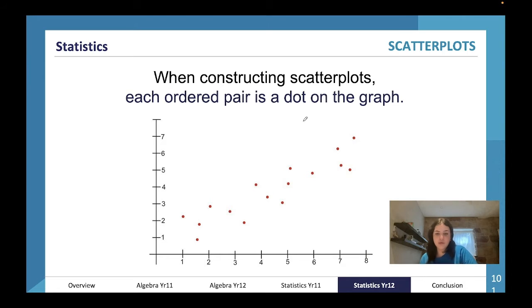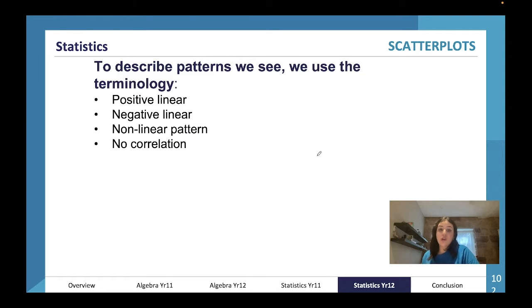This is what a scatter plot looks like. It is an axis, a vertical and a horizontal with a bunch of dots. Each dot represents a piece of information. So this one is almost 4-4. To describe patterns, we're going to use 4 different pieces of information. Is it positive linear, negative linear, non-linear, or no correlation?